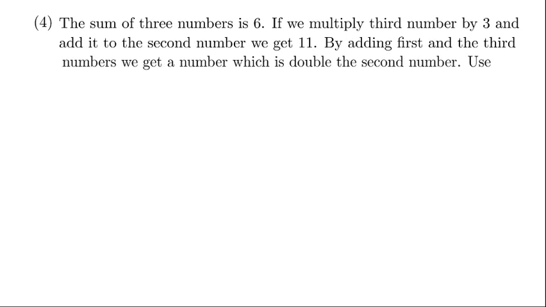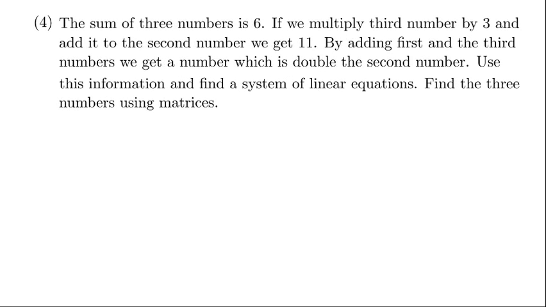Next problem. The sum of three numbers is 6. If we multiply third number by 3 and add it to the second number, we get 11. By adding first and the third numbers, we get a number which is double the second number. Use this information and find a system of linear equations. Find three numbers using matrices. First, let us assume the numbers as x, y, z. X is the first number, y is the second number, and z is the third number.